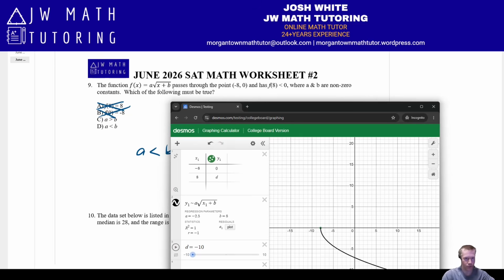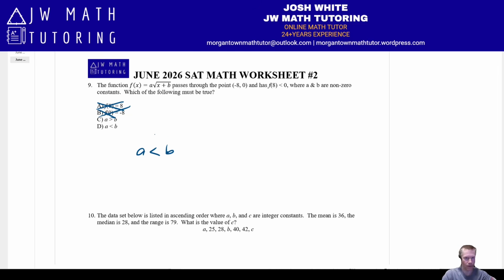So a is always going to be negative, b is always going to be positive, specifically it's positive 8. A negative number will always be less than positive 8. Correct answer is just letter D.